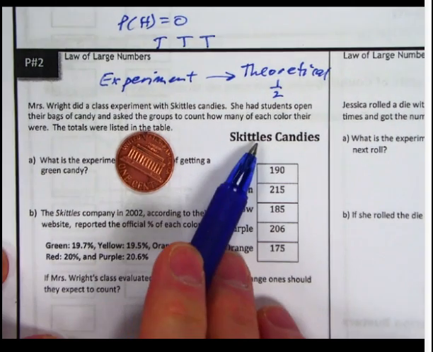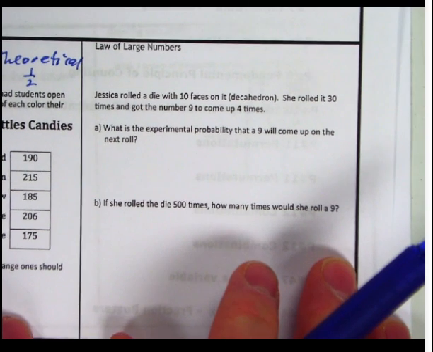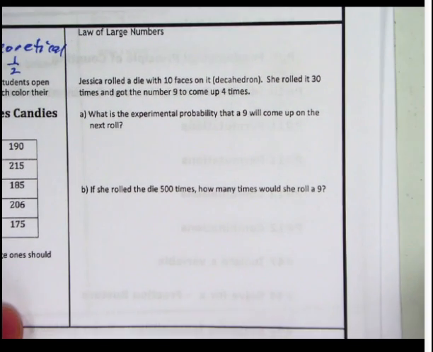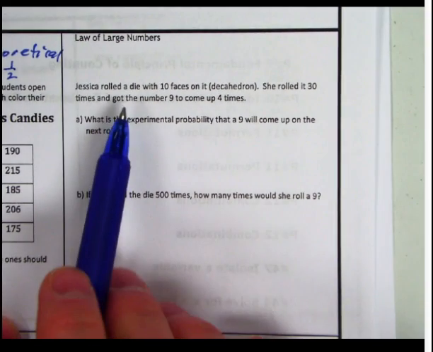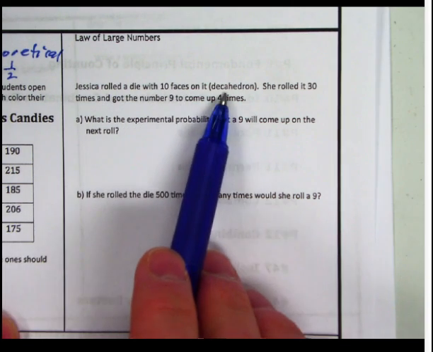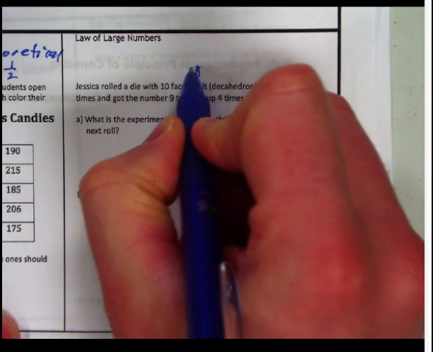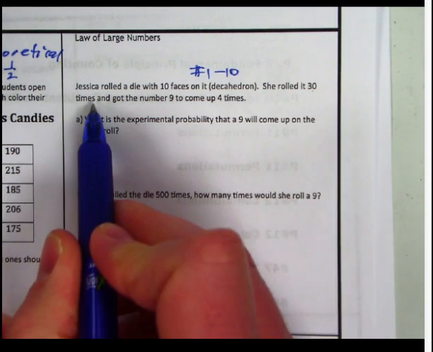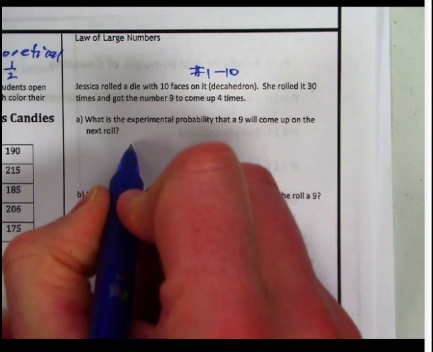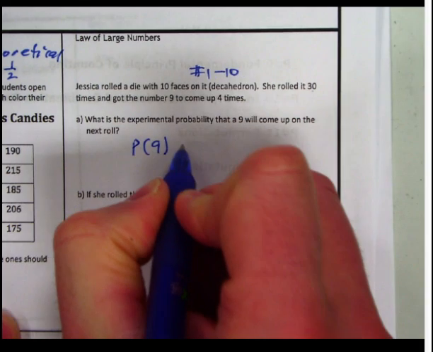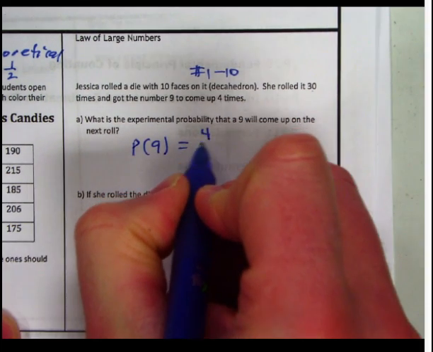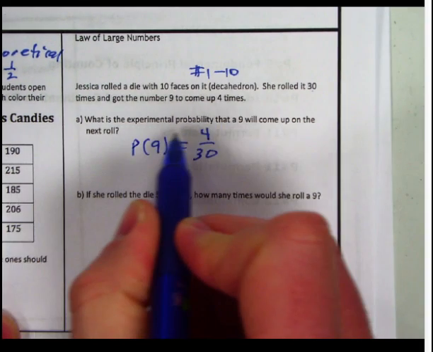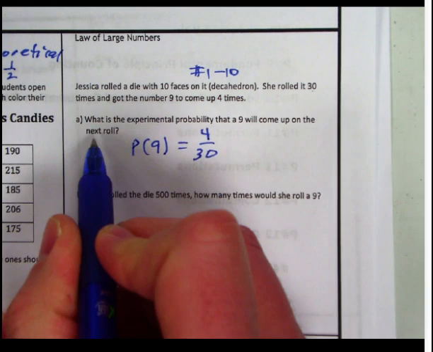Now I'm going to skip over this Skittles example. I'm actually going to work on this one. This one is more of an understanding question to help you with this. So Jessica rolled a die. It has 10 faces on it, so we're going to assume that they're numbered 1 through 10. She rolled it 30 times and got the number 9 4 times. So the probability of rolling a 9 in her experiment was 4 out of 30. What is the experimental probability that a 9 will come up on the next roll?